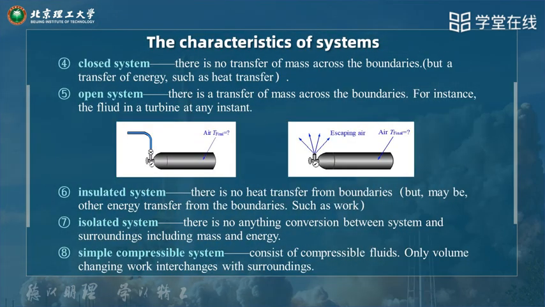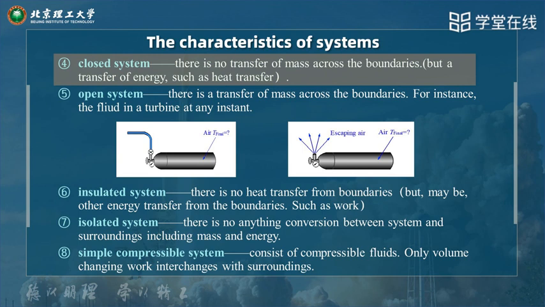In this part, we will study the characteristics of systems. Our objective is the system. Certainly, systems have some different characteristics. The first kind of system is the closed system. There is no transfer of mass across the boundary, but there is transfer of energy. For example, heat energy can pass through the boundary. Just no transfer of mass.